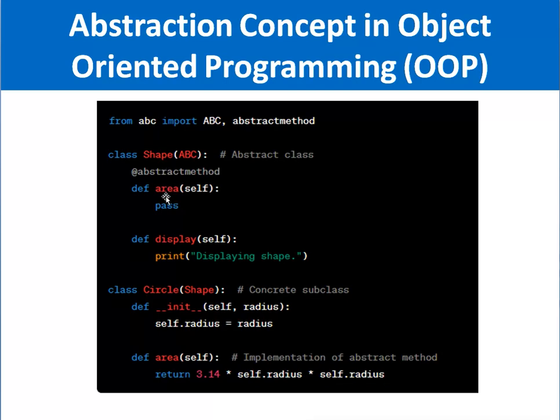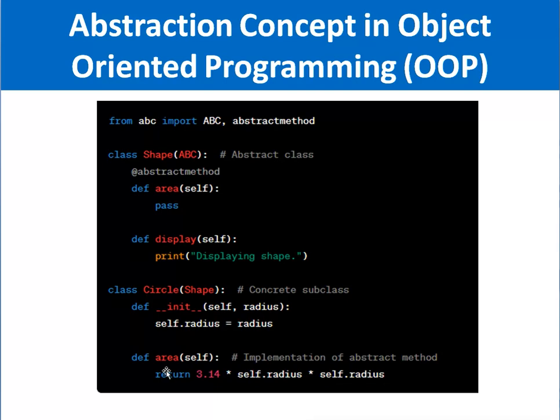The abstract class has an abstract method area, but there is no implementation or definition there. But the same method area is defined here, which returns 3.14 multiplied by self.radius multiplied by self.radius. So see, basically what happened is that the abstract class only mentions that you have an area method, and the subclass, which is inheriting from the main Shape class, will define the area method here.